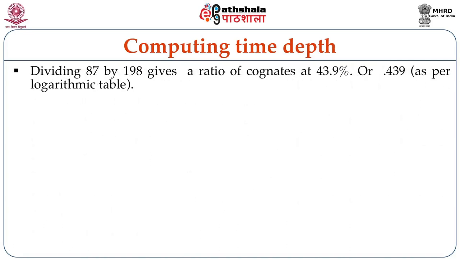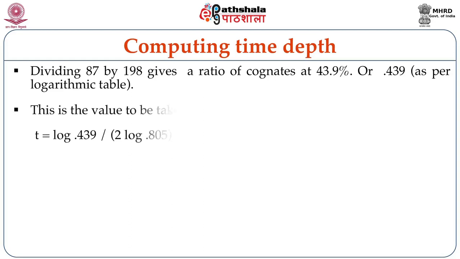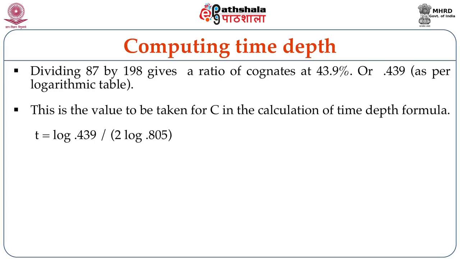Dividing 87 by 198 gives a ratio of cognates at 43.9%, or 0.439, as per the logarithmic table. This is the value to be taken for C in the calculation of the time depth formula.